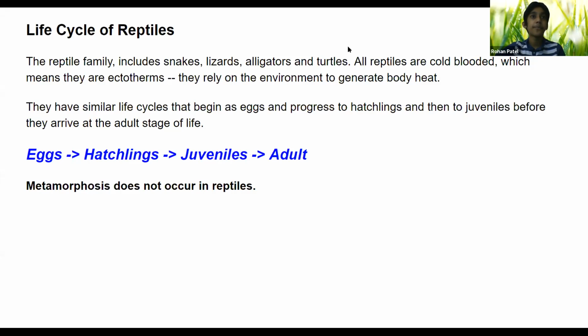Okay, so what about reptiles? Our reptiles include the snakes, lizards, alligators, and turtles, and other crocodilians and other tortoise-like creatures. All reptiles are cold-blooded, which means they are ectotherms, which we talked about in our vertebrate, not invertebrate lesson. They rely on the environment to generate body heat. So in the chat, type if you remember another name for ectotherms.